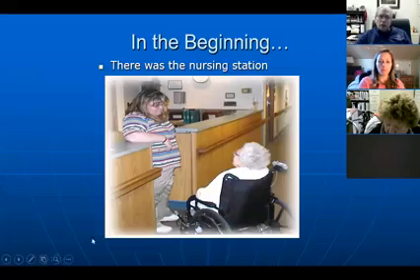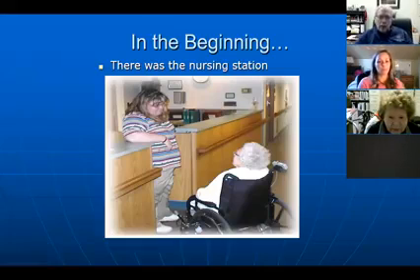You can see in this picture, and this is going back in our history 20, 30 years, like most other nursing stations, a very high counter. So we demarcate the nursing space from the resident space. So it's very clear who's in charge here. And again, that's something that the greenhouse model is trying to do away with. Okay, next slide.